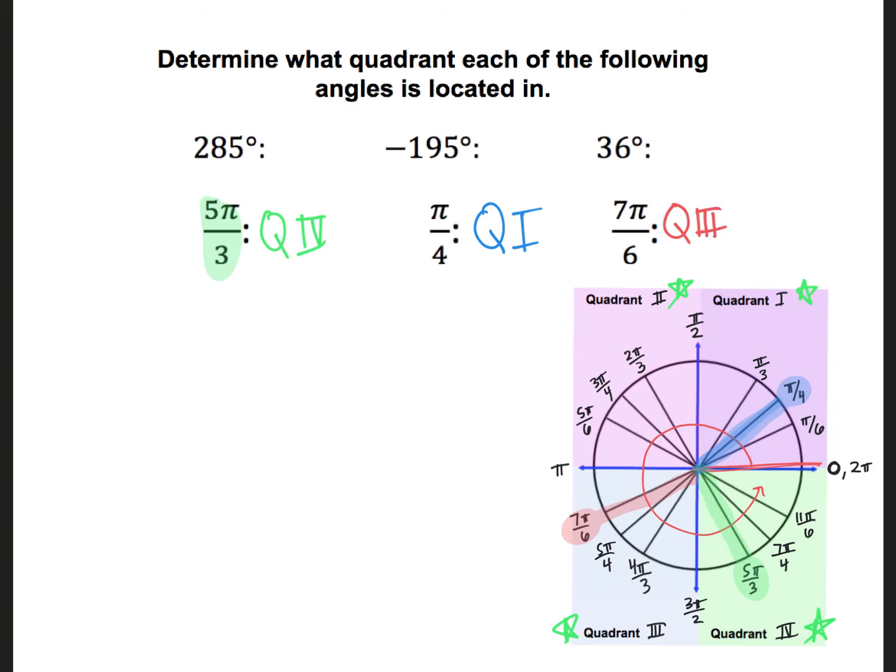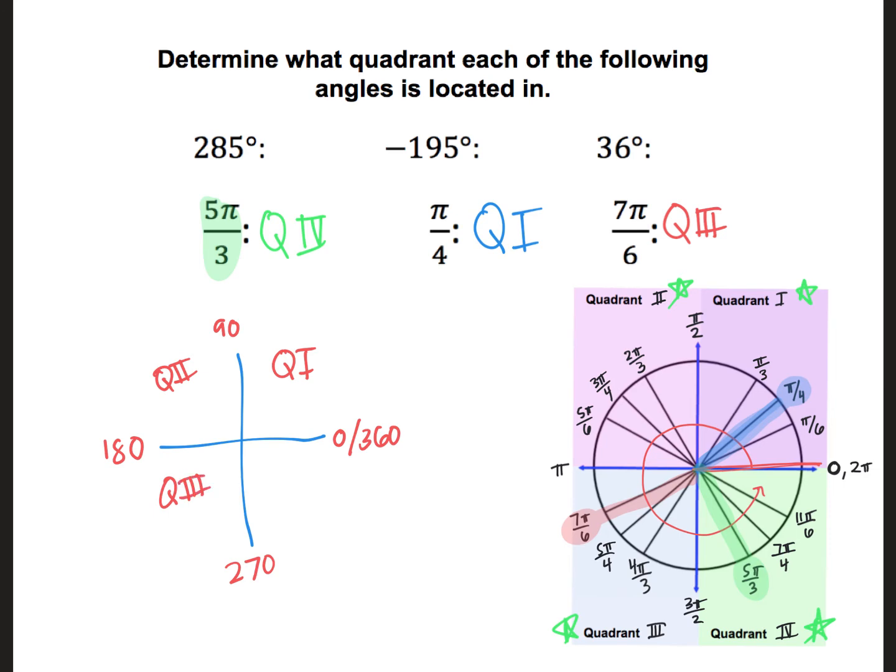I'm going to erase some of the markings on my picture. Actually, I can't erase any of them, so I'm not going to. I'm going to make you a new coordinate plane because we're going to talk about degrees. Remember, for degrees, we start here at 0 degrees. We go up to 90, down to 180, down to 270, and then we come back up for 360. And we number our quadrants the same way, so we have Q1, Q2, Q3, and Q4.